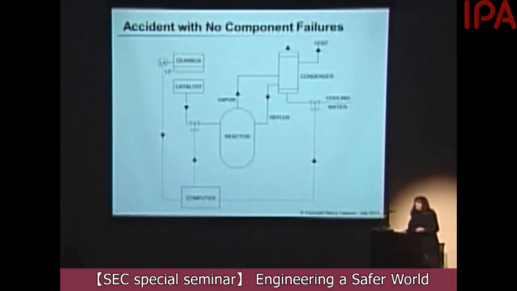Here's an example. This is a real accident, and it was in a chemical reactor. The computer controlled a valve here that allowed catalysts to come in and start the reaction. The computer also controlled another valve that allowed cooling water to go into the reflux condenser that cooled off the reaction. And the computer had only one other job. It's relatively simple computer software.